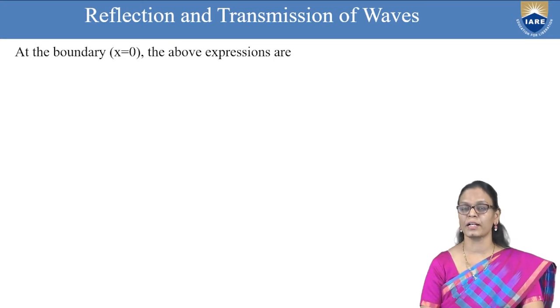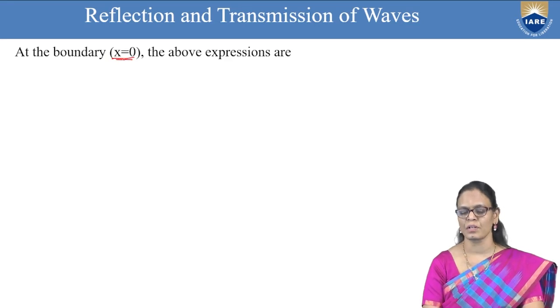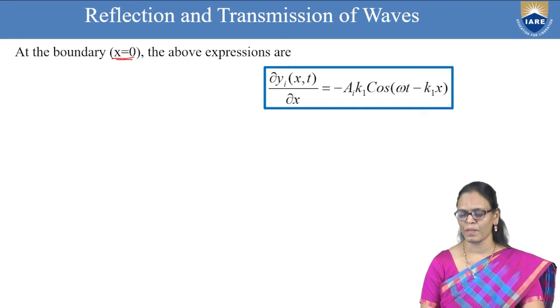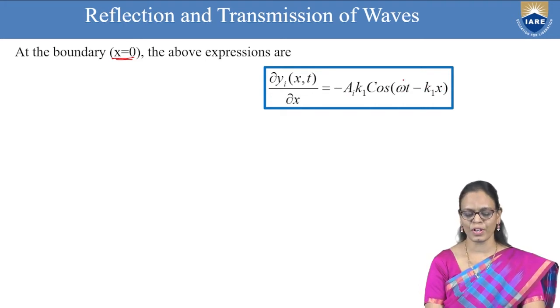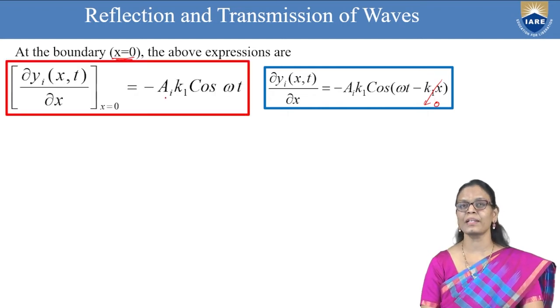Now at the boundary, x is equal to 0. This is the condition. So how are the expressions going to get modified? In this expression, ∂yi/∂x, this is what we got, minus Ai k1 cos(ωt − k1x). So if x is equal to 0, this term goes to 0. So what we are left with now is minus Ai k1 cos ωt, because this term goes to 0.